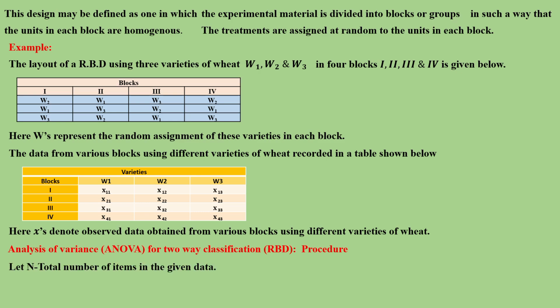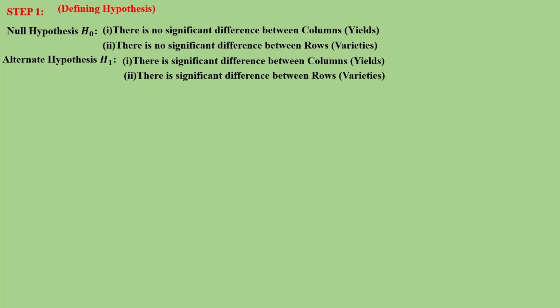First, n is the total number of items in the given data, r is the number of treatments or rows, c is the number of blocks or columns. Then step 1, defining hypothesis. Null hypothesis, there is no significant difference between columns, maybe yields, and there is no significant difference between rows, that is varieties, because here there are two classifications, that is why we are defining two null hypotheses. So alternate hypothesis, there is a significant difference between columns and there is a significant difference between the rows.